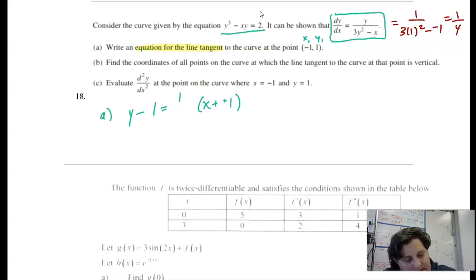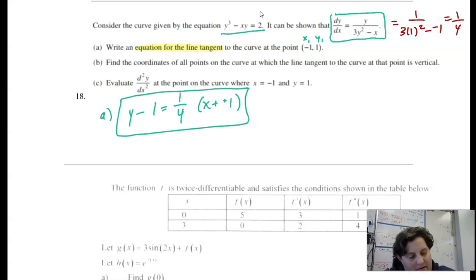All right, so that is my equation of the tangent line. Perfect. For part B, this is more of a free response type question. Find all the coordinates of points on the curve where the tangent line is vertical. Okay, let's talk about this for a second.